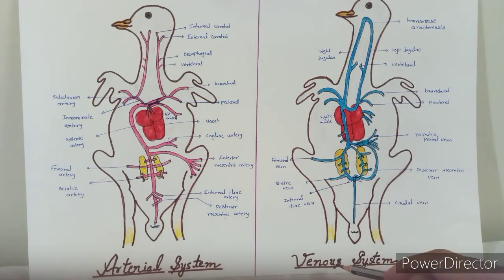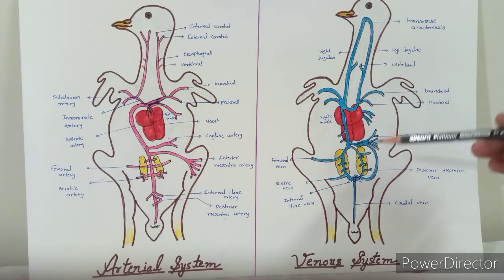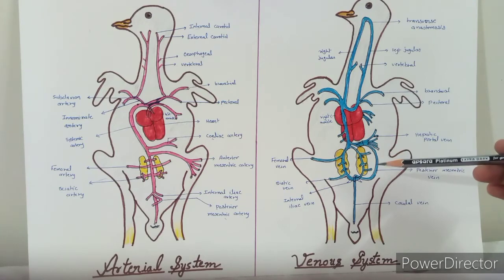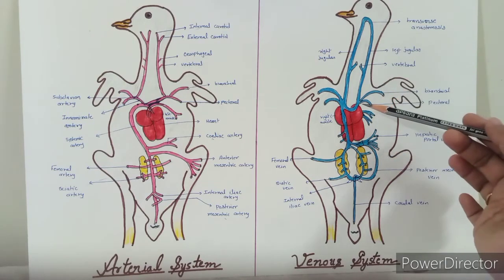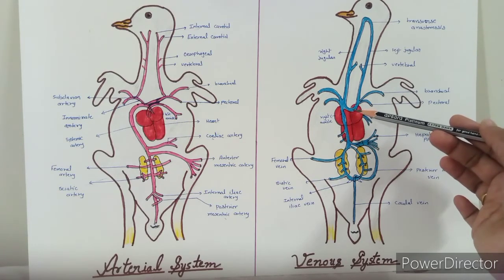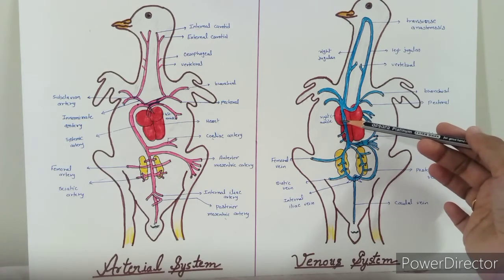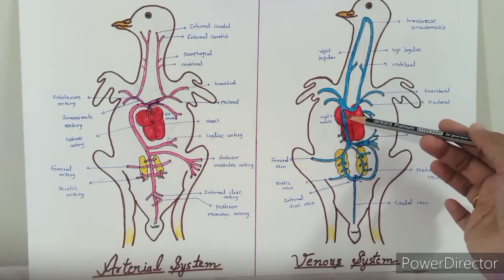This is the venous system. This is all the circulation of the deoxygenated blood from the body. So in the venous system, the deoxygenated blood from the entire body is collected in the right auricle. This is the right auricle of the heart, by three large veins, as I told you: right precaval, left precaval, and post caval. So in this part, first we have to learn about the caval vein.